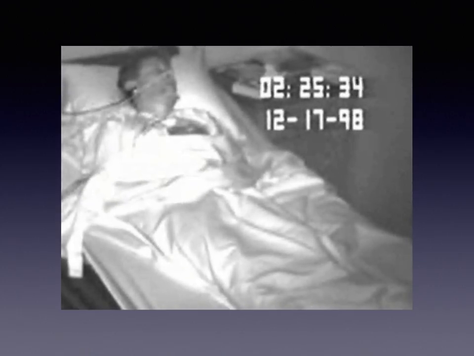And this is a patient demonstrating significant stridor.